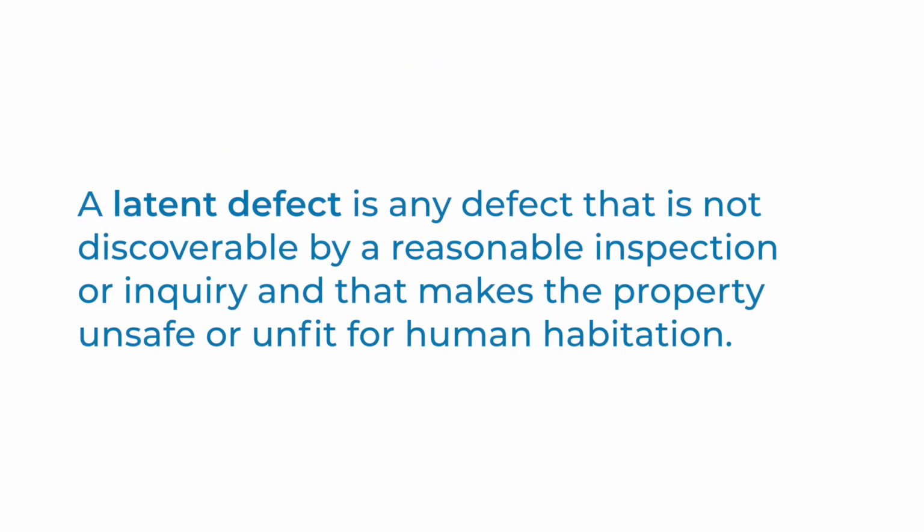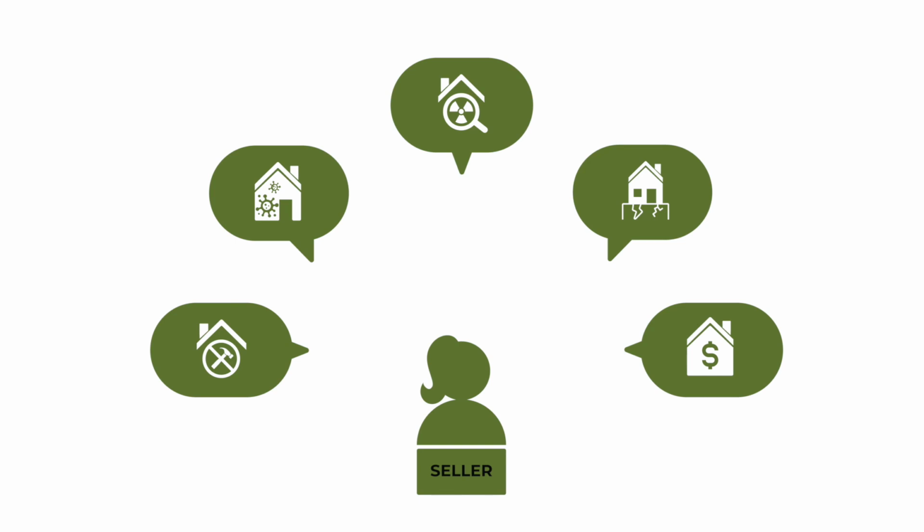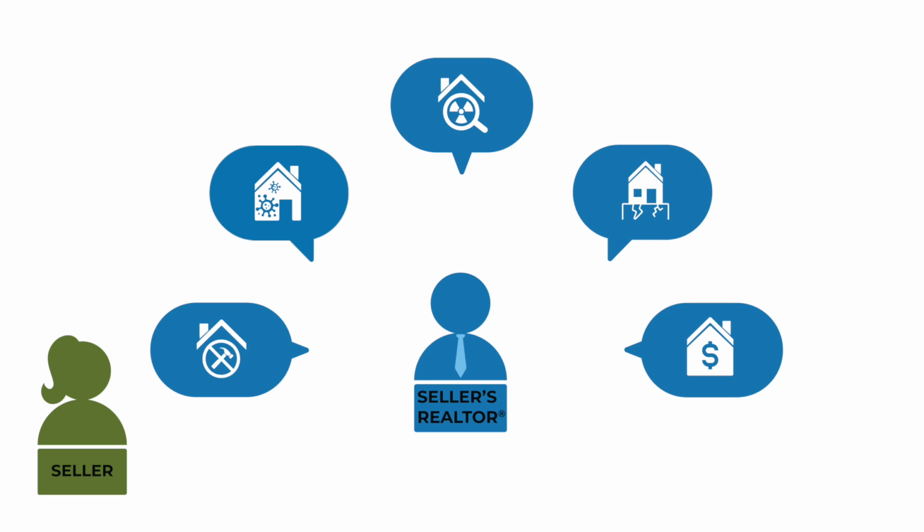While a latent defect is any defect that is not discoverable by a reasonable inspection or inquiry, and that makes the property unsafe or unfit for human habitation, a material latent defect as defined under the Act is broader. If a known material latent defect hasn't already been disclosed by the seller, realtors must disclose this to their clients and all other parties in the transaction prior to the seller accepting an offer.